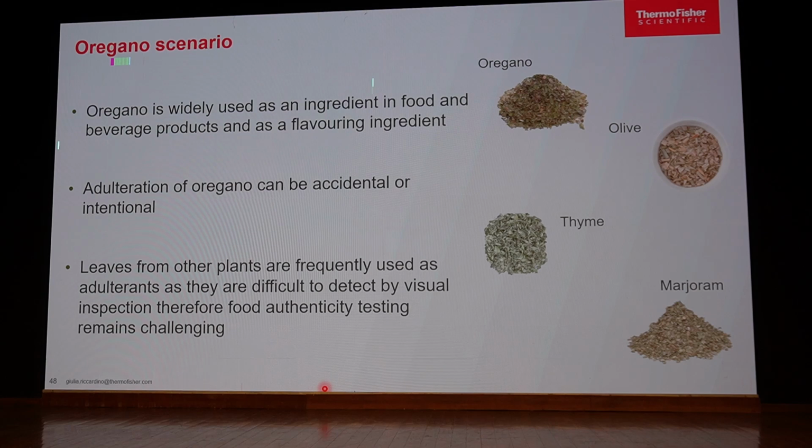Similarly, here is another spice and herb category. With oregano you can recognize whether it is really pure or impure, and if it is impure, for what reason. So you can have the chemical fingerprinting, and based upon the marker compounds you can recognize whether it has been adulterated with either thyme, marjoram or olive.